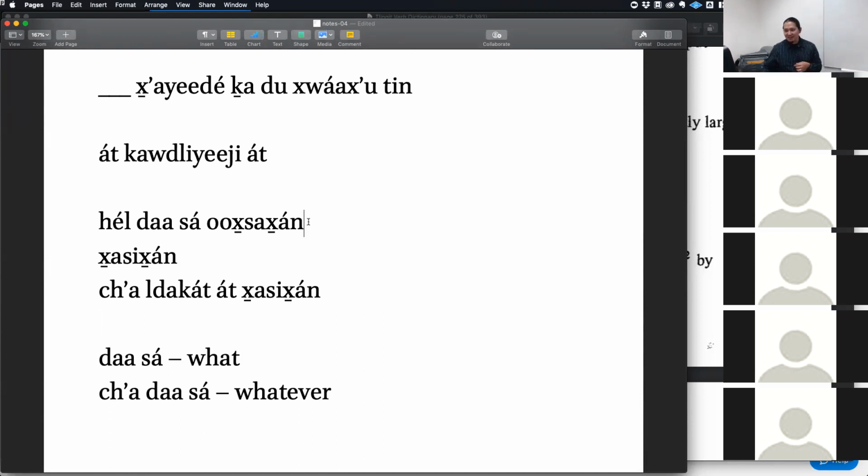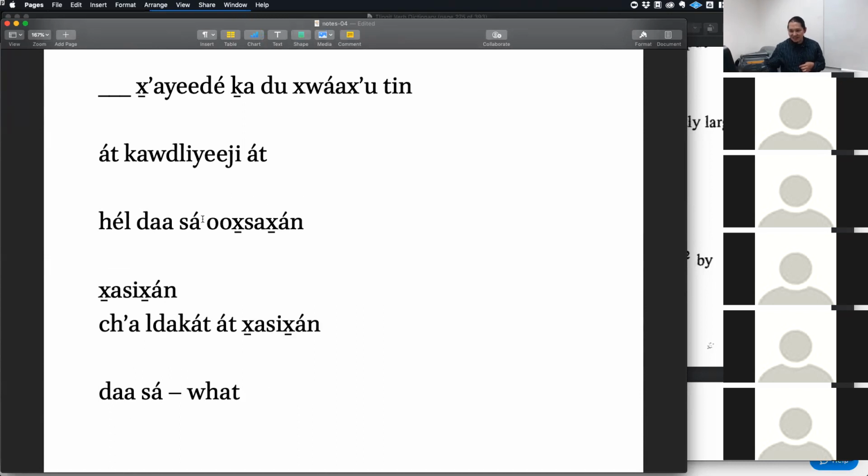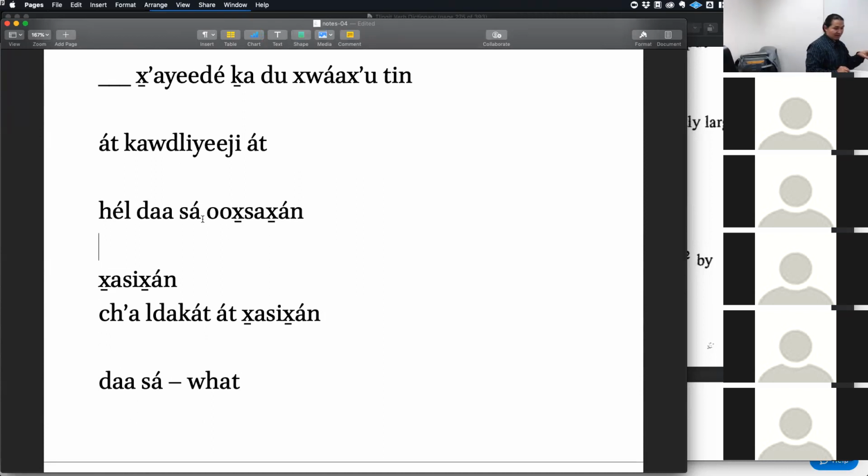So then kesh uchsechan, that's going to push the verb negative, right? And so when you say kesh dasa, that means nothing, and if you want to put it in front of a verb, you can do that. But then it's going to push the verb negative.